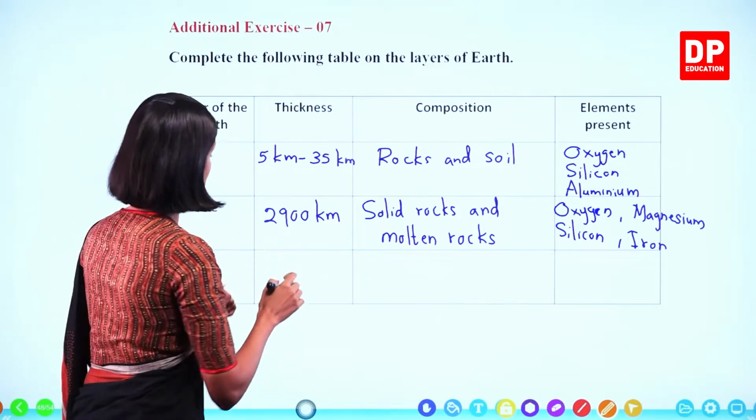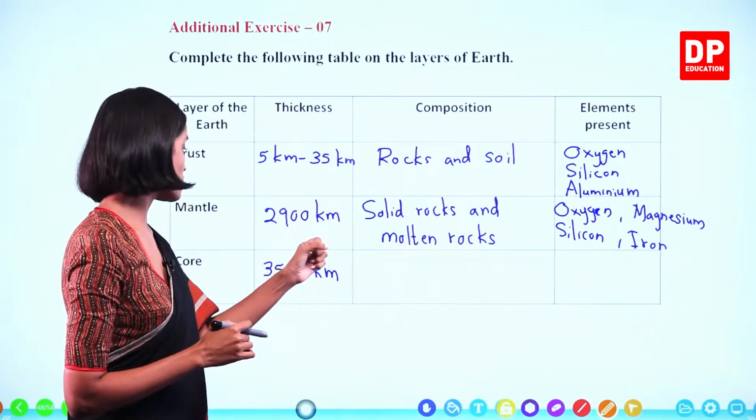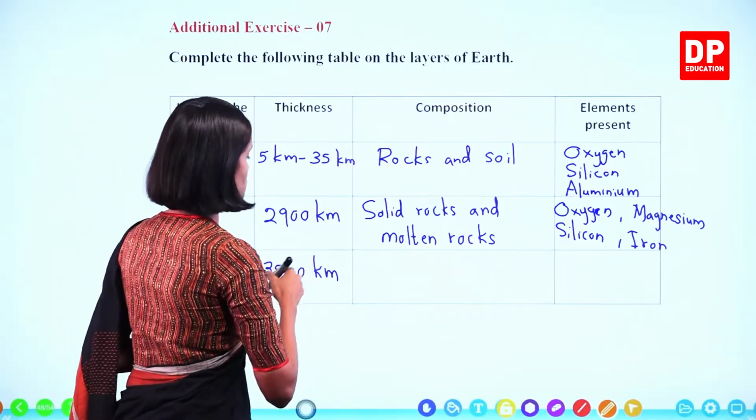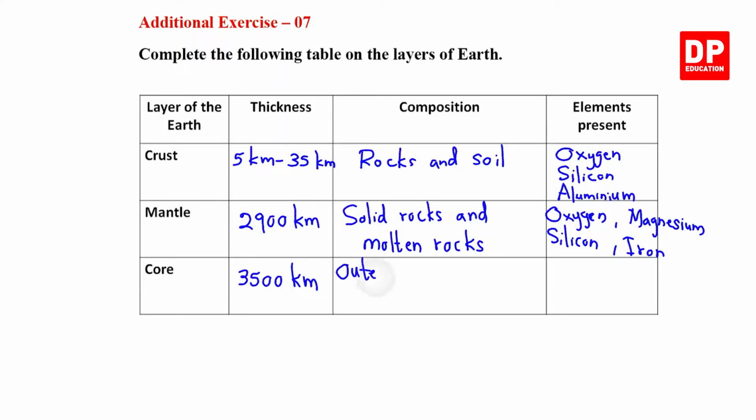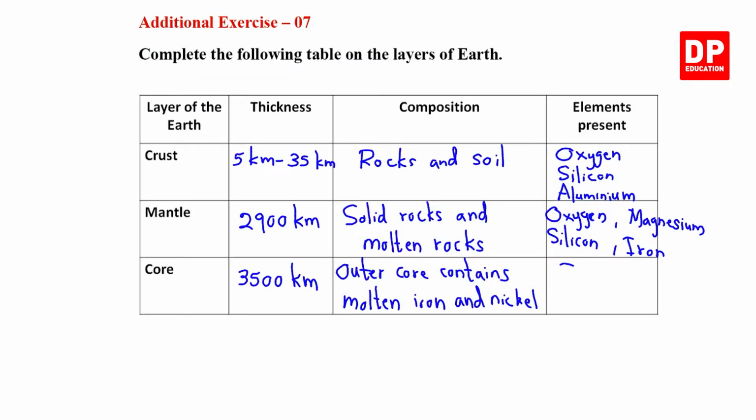Finally, the core, the thickness, the thickest one. 3,500 kilometers. Composition. It has molten and solid both, nickel and iron, right? Let's write. Outer core contains molten iron and nickel. What are the elements present? Iron, nickel.